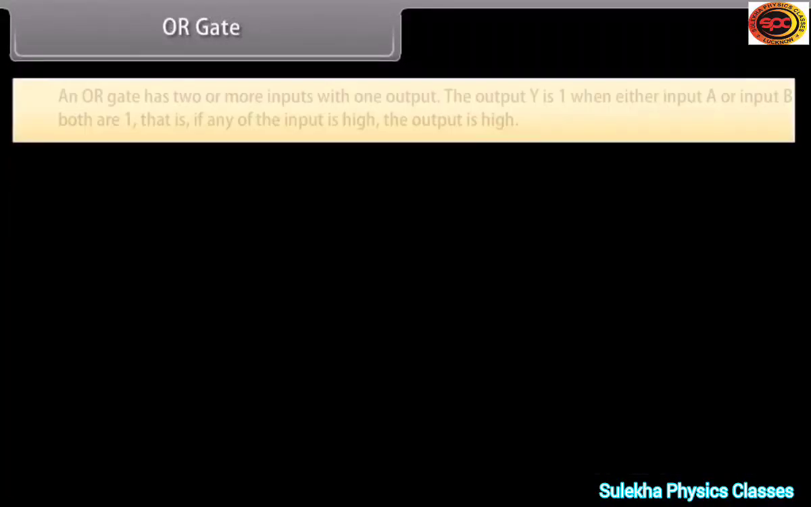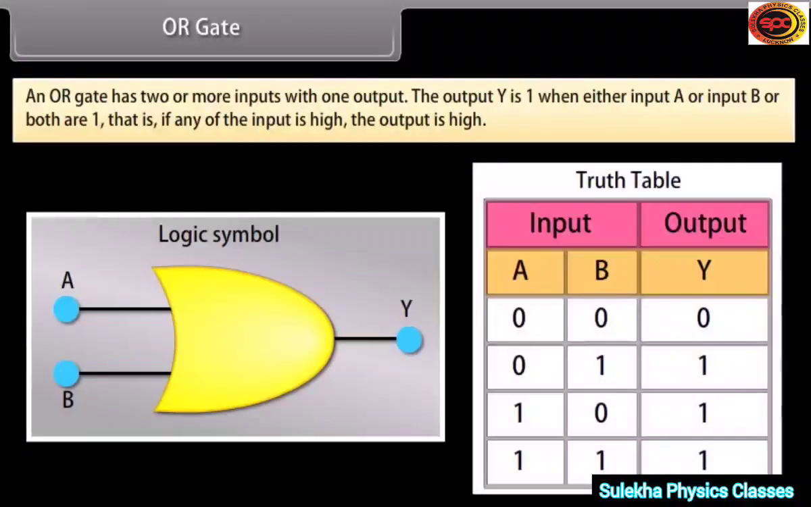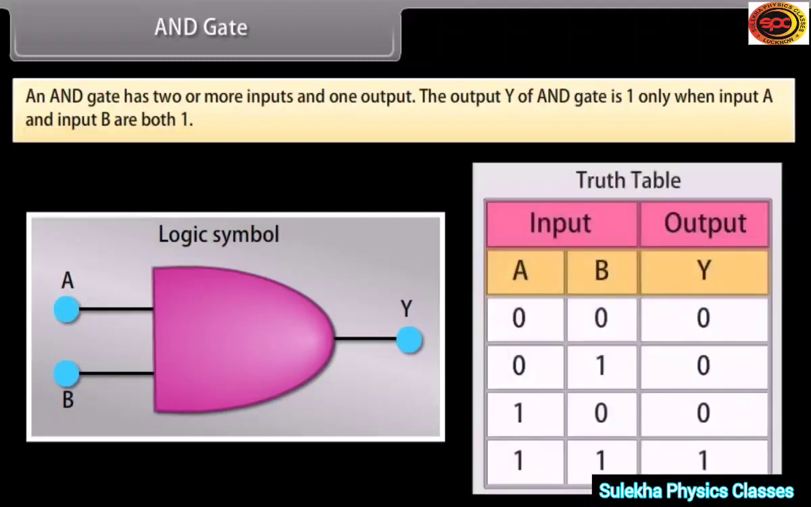OR gate. An OR gate has two or more inputs with one output. The output Y is 1 when either input A or input B or both are 1. That is, if any of the input is high, the output is high. AND gate. An AND gate has two or more inputs and one output. The output Y of AND gate is 1 only when input A and input B are both 1.